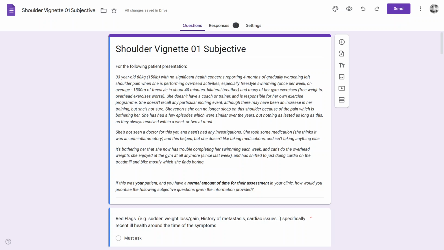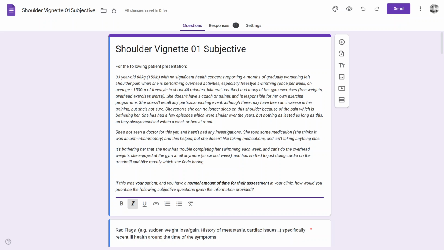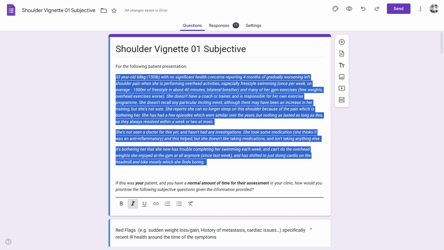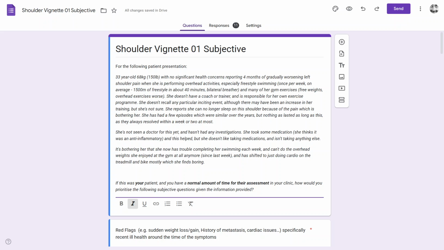So if you can take part in this, what you'll first be presented with is a vignette of a very common clinical presentation. What we're trying to do here is to give people examples of the most normal things that come through clinical practice every day, and to try and give people who maybe aren't as familiar with, in this case, managing shoulder problems, just some guidance on what they should do.